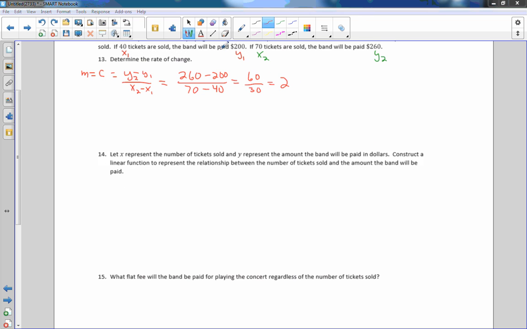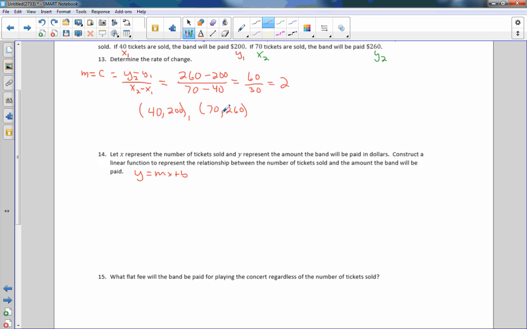Okay, by the way, if I mark that 40, 200, and that's x1 and that is y1, I am really naming a point, 40, comma, 200. And the other point was x was 70, y was 260. So that's where those came from. Now number 14 says, let x represent the number of tickets sold, y represent the amount the band will be paid in dollars. Construct a linear function to represent the relationship between the number of tickets sold and the amount the band will be paid. So that means come up with an equation y equals mx plus b.